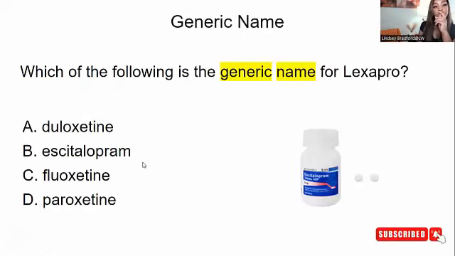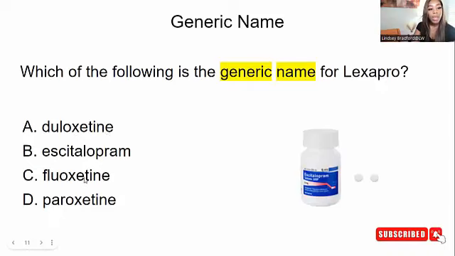Generic name. Which of the following is the generic name for Lexapro? Lexapro is used to treat depression. And when we think about Lexapro, I want you to remember that Lexapro is the brand and the generic is letter B. Letter B. I want you to highlight Pram. P-R-A-M. Pram is used to treat depression.